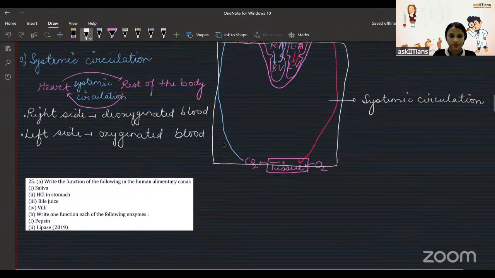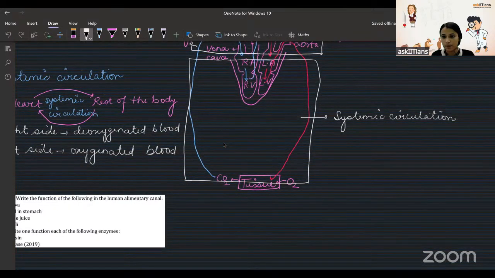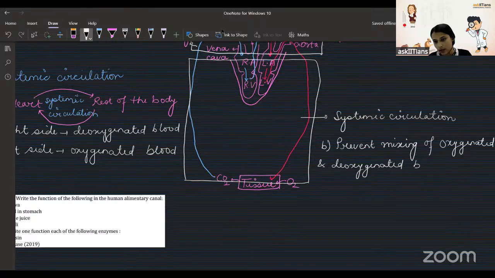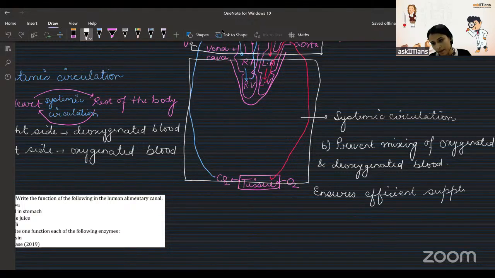Okay, so here I'm writing the answer of the part. It prevents mixing of oxygenated and deoxygenated blood, okay, and ensures efficient supply of oxygen, okay, to meet high energy demand.